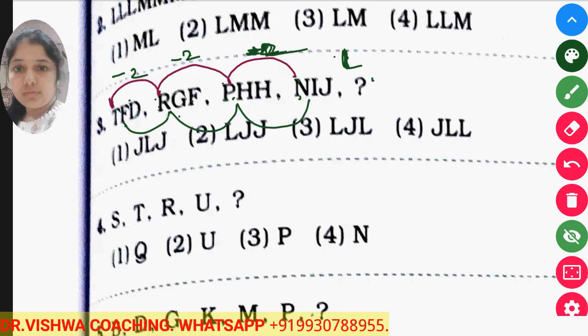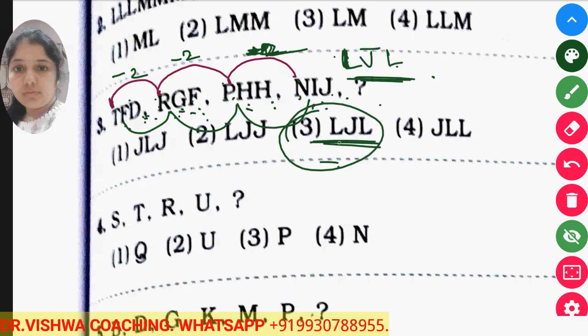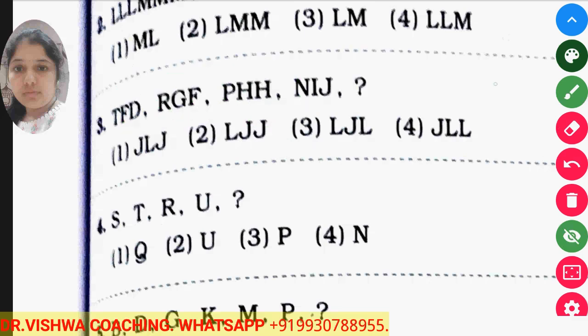Now if you look at F, G, E, F, G, F, the next alphabet is G only. G's next alphabet is H only, H, I, then which is next? J. And again D, E, F. Again the gap of one alphabet is missing between D and F, F and H, H and J. So J, K, L. So L, J, L will be the group in the next series. So option number 3 is the correct answer here.